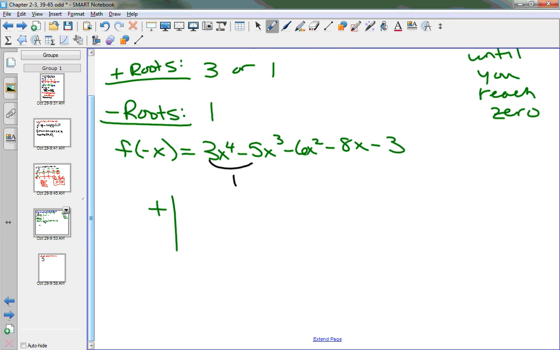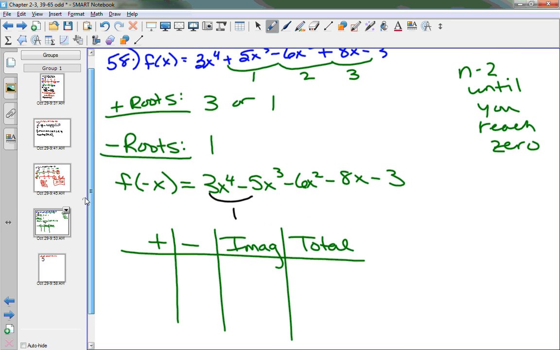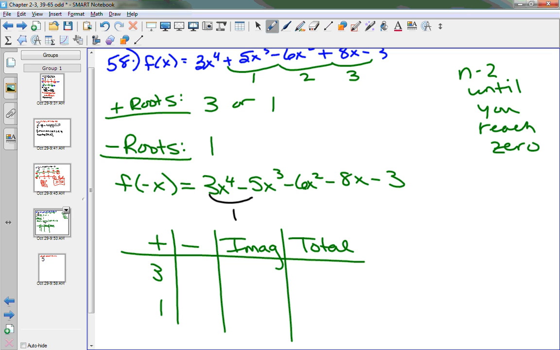I want your positive roots, I want your negative roots, I want the number of imaginary roots you're going to have, and then I want your total number of roots you're going to have. So, my possible positive are 3 or 1. Does everybody agree with me? I have to have 3 roots, or I have to have 1 positive root. Do we get that? In addition to that, I have to have 1 negative root every time. Correct? How many total roots am I going to have? 4. So my total is going to be 4 for both of these.